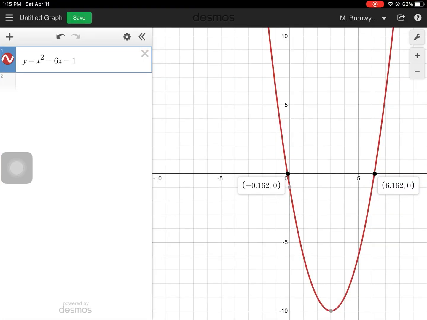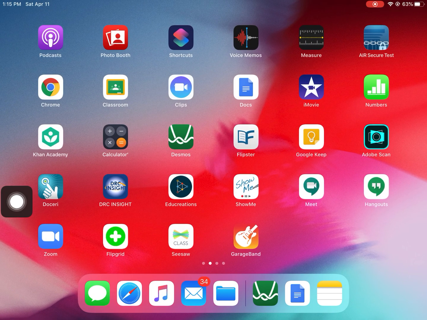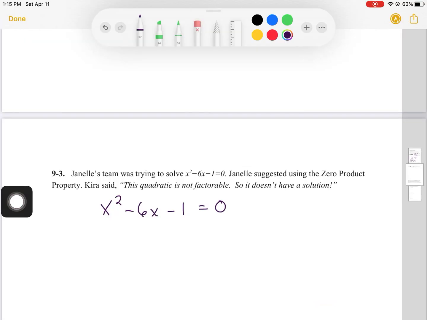So let's take a quick look at the graph of this equation. I've already typed it into Desmos. I've got the graph. This is the equation here. And clearly, when we graph this, we have x-intercepts. We have 2 x-intercepts. Notice that they're decimals. So there must be a way for us to be able to find that.